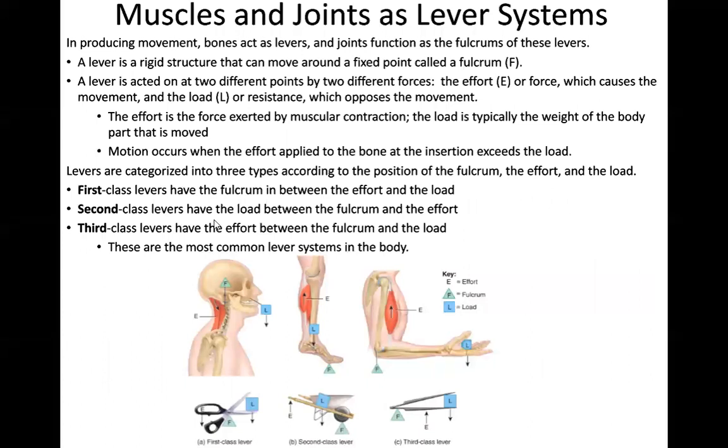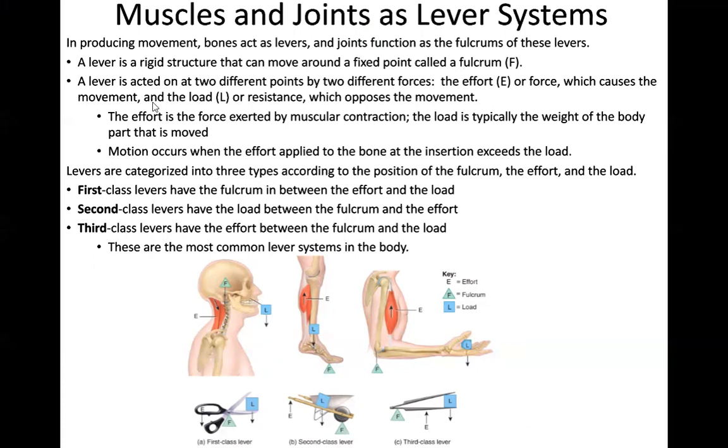This next slide here, I'm going to talk about it, but I'm not going to ask you to know it on the exam, because it's really more physics related stuff and it's super confusing. But when we produce movement using our muscular contraction, our bones act as levers and the joints function as fulcrums of these levers. A lever is a rigid structure that can move around a fixed point. A fixed point is what a fulcrum is.